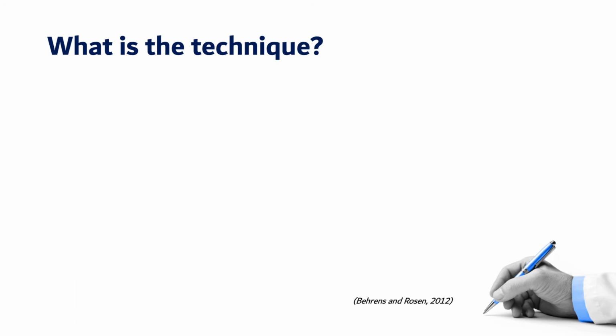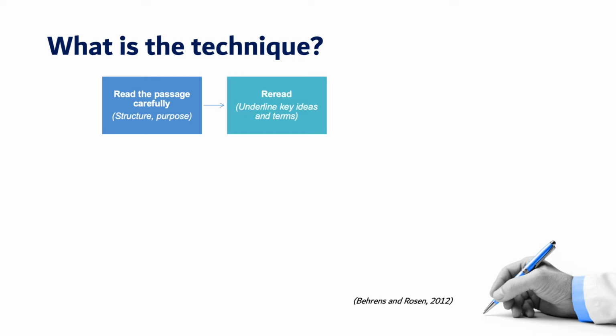So now we're going to talk about the technique. So what is the technique of making a good summary? So I will explain it step by step. The first step is read the passage carefully. So you know the structure, you have to find out what is the purpose of the author in writing the text. So it will help you to distinguish between the more important and the less important information. And then after that, reread the text and then underline the key ideas, the key terms, okay, the label. So you will divide the passage into sections so that you will understand it clearly.